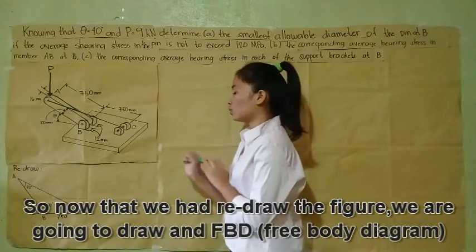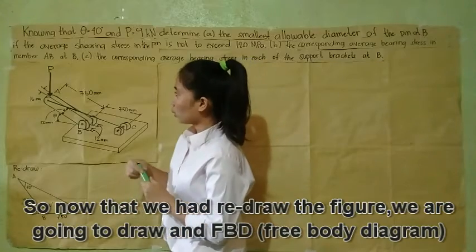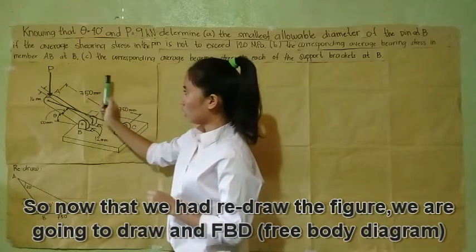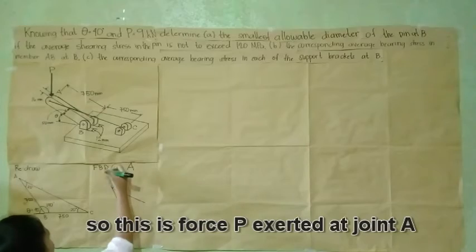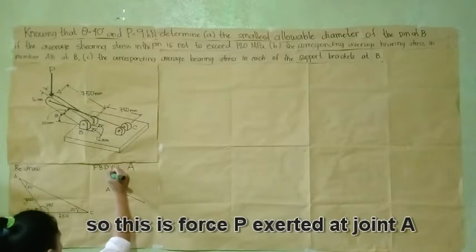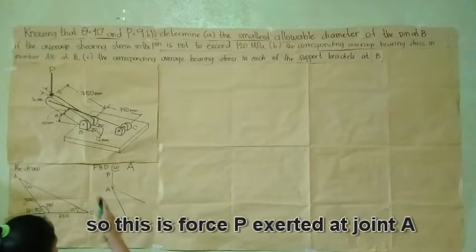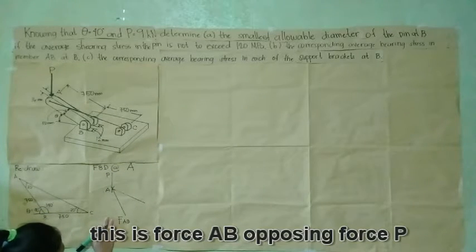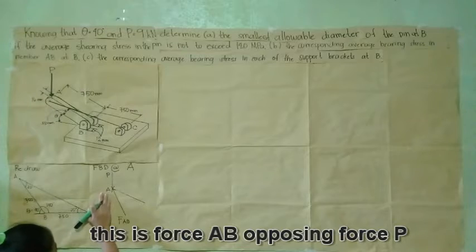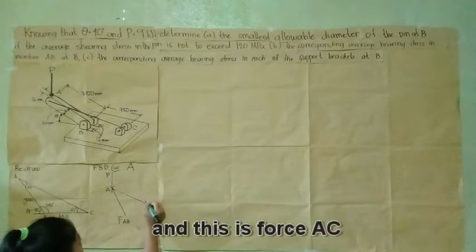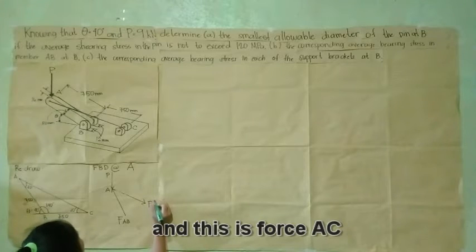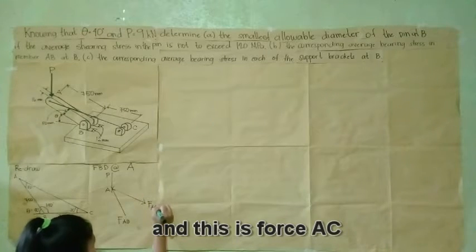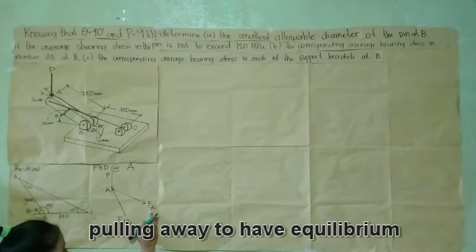So now that we have drawn the figure, we're going to draw an FBD of the reaction that happened here. So this is the force P exerted at joint A. And this is the force FB opposing the force P. And this is force AC pulling away to have an equilibrium.